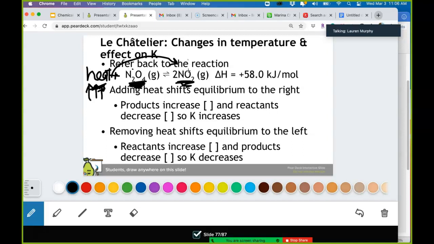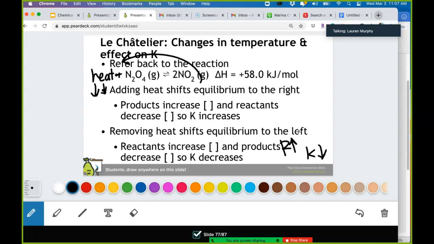So when my heat shifts to the right here, my products get bigger, so K gets bigger, right? Because K is products over reactants, so if products get bigger, K gets bigger, which means the reverse is true. If I lower the heat, now I don't have enough, right? So I shift back to the reactants. If I shift back, the reactants get bigger, so reactants increase, and that means K gets smaller.